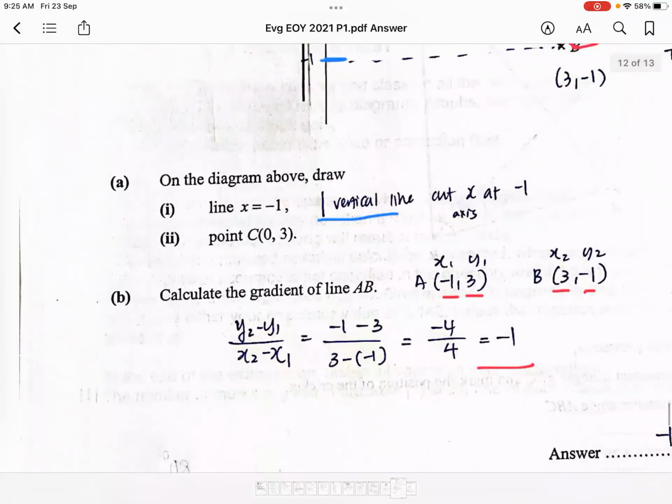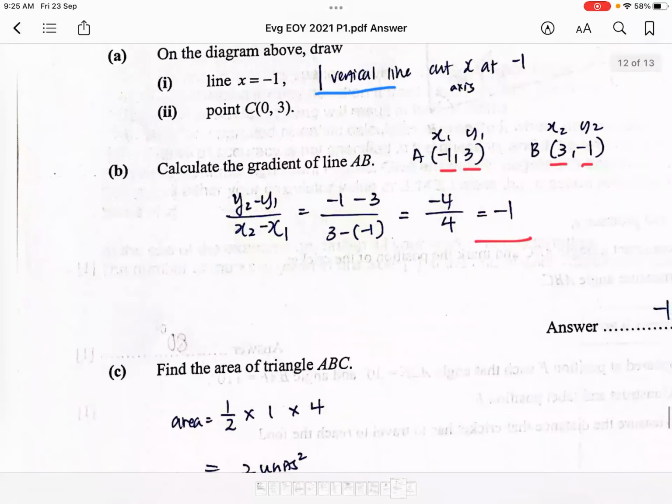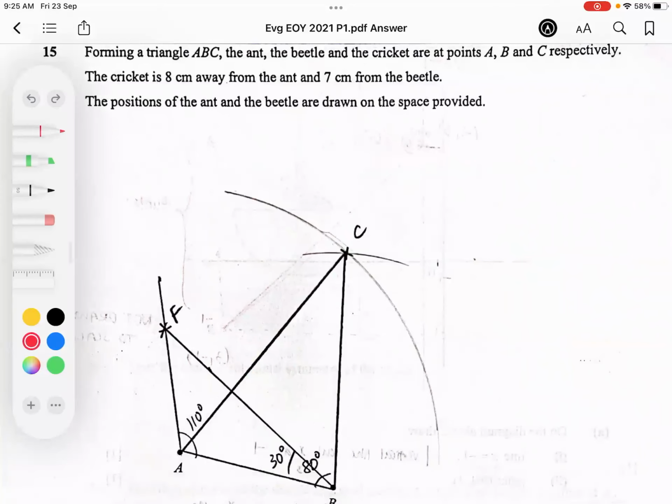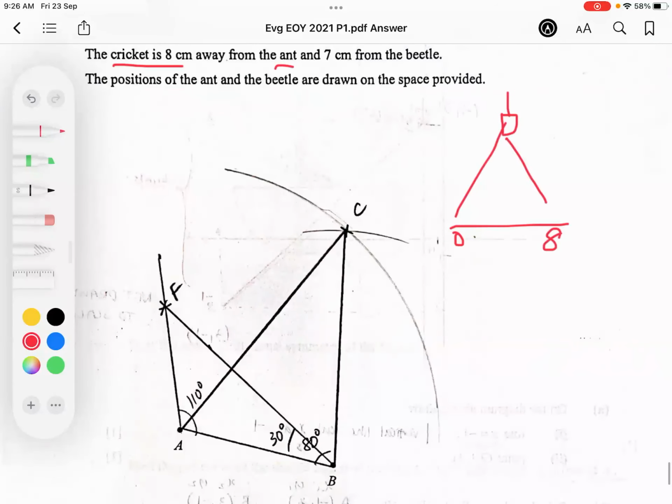Okay, last but not least, this one looks like, oh, what's the A, B, and the C? They are just putting it into a scenario. So the question says the cricket is 8 cm away. You take your compass, right? You measure the ruler 0 to 8 cm. Then from point A, sharp point at A, you draw one whole arc.